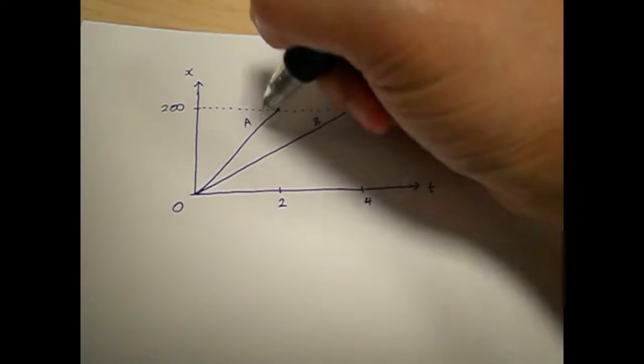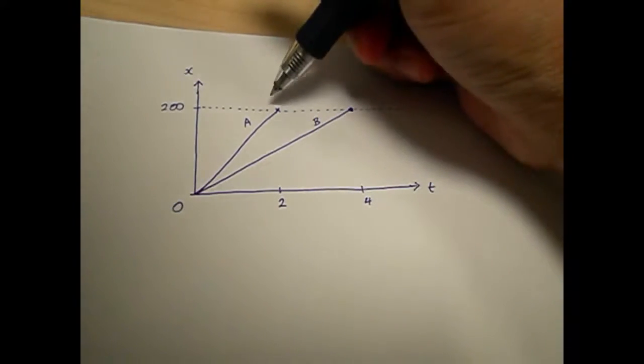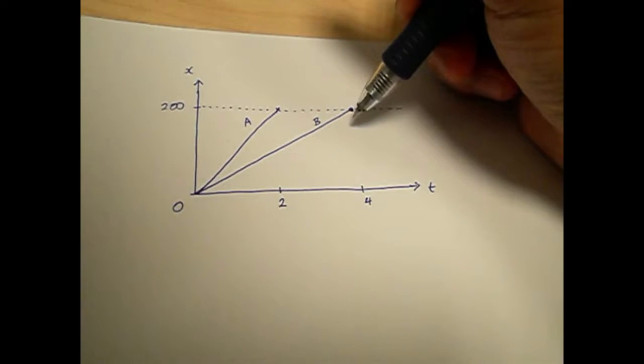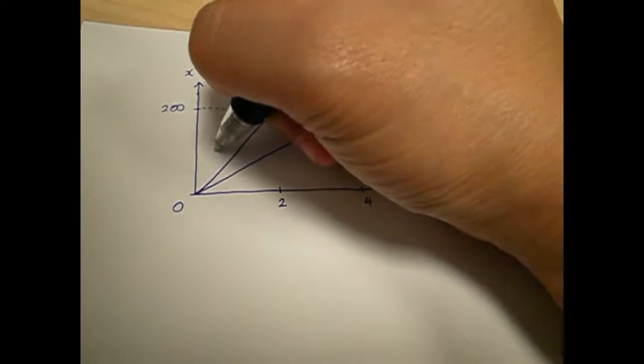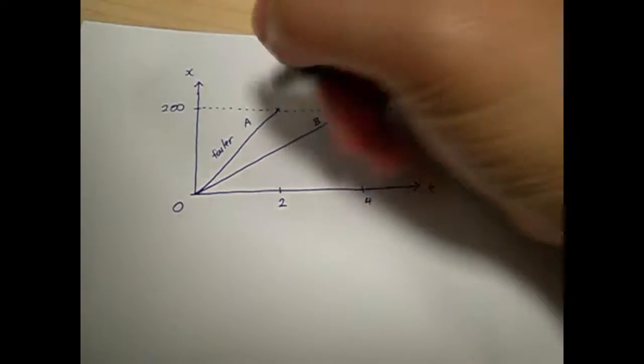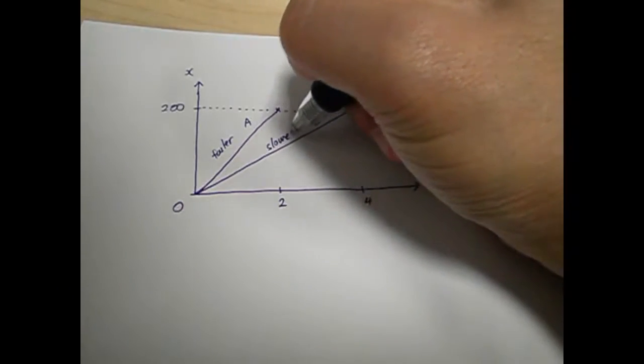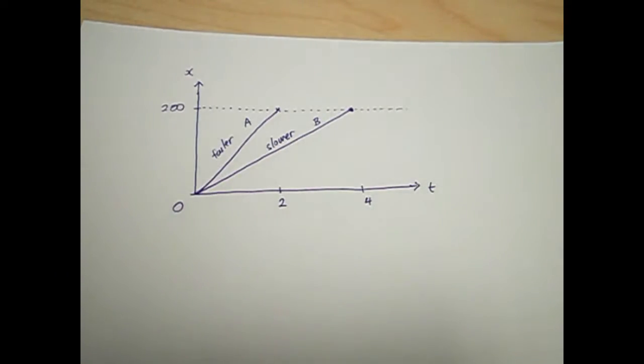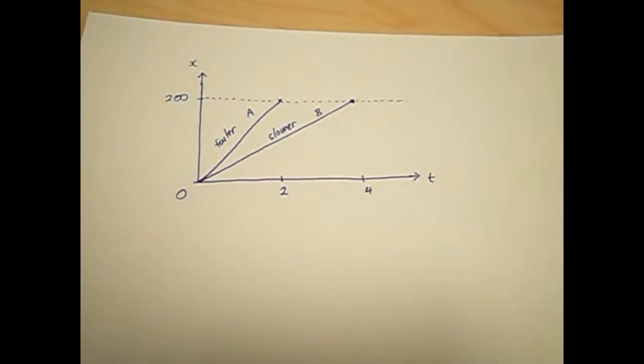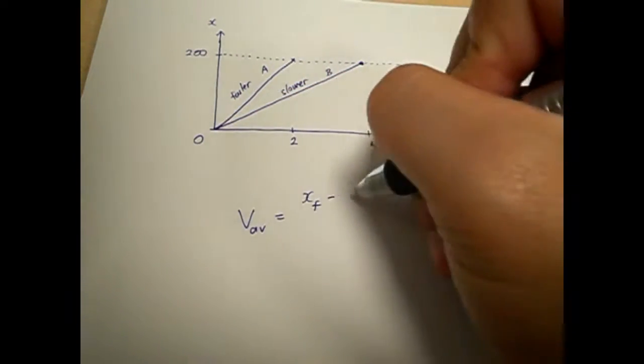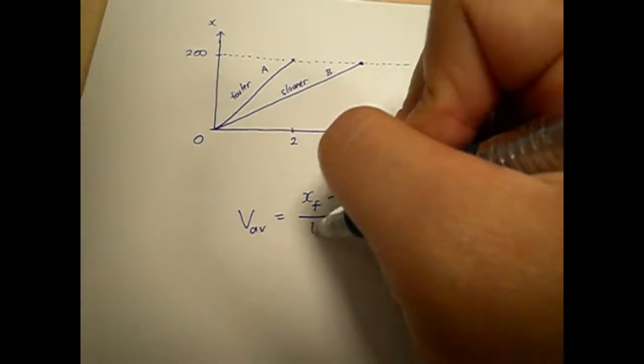We see that these two graphs have different slopes or gradients. Clearly, graph A has a steeper gradient than B. In other words, a faster object has a steeper gradient in the position-time graph. This gradient can be easily calculated, and this is the definition of average velocity. We just take the displacement, which is the final position minus the initial position, divided by the time taken.